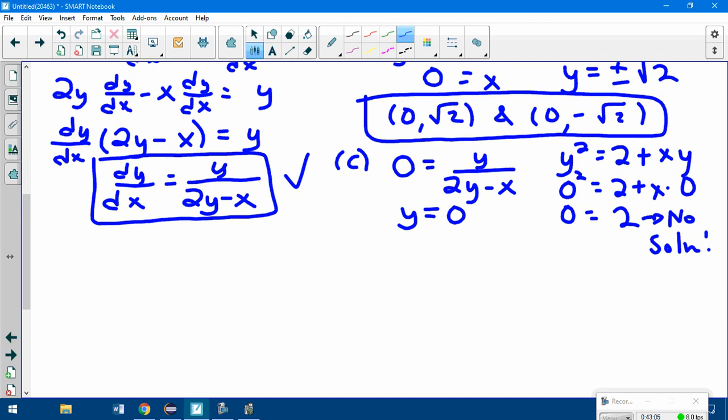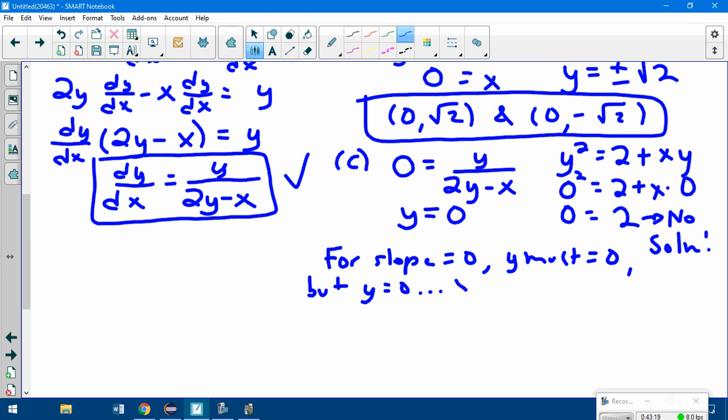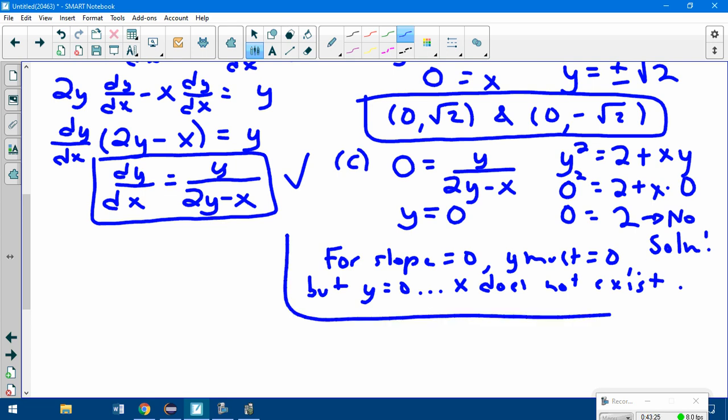So the reasoning here is, for slope to equal 0, y must equal 0. But if y equals 0, x does not exist. We just showed that there are no points with a horizontal tangent.